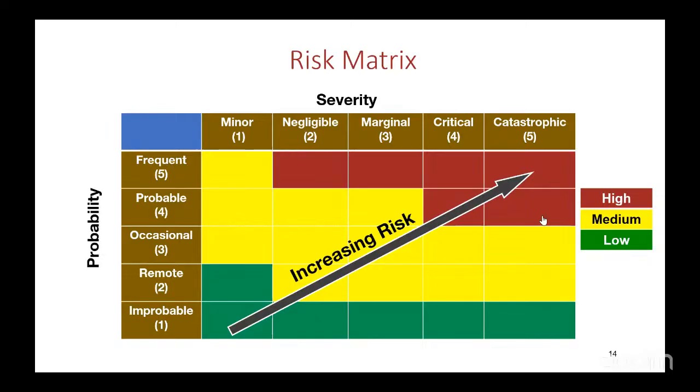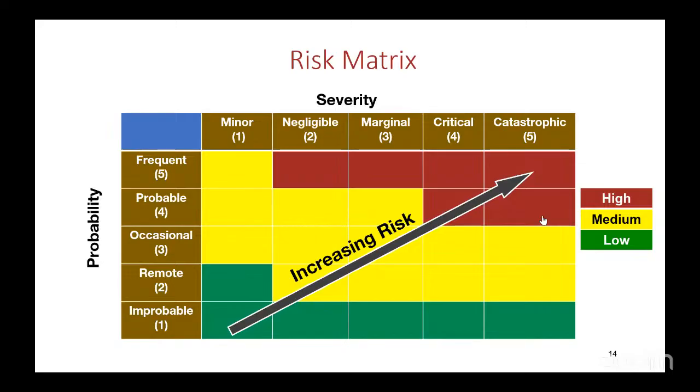Now, look at the first green we have here. If it's minor, and it's probably not going to happen, the probability that it's not going to happen. We have improbable, remote, occasional, probable, and frequent. Those are the probability metrics, while the severity is going to be minor, negligible, marginal, critical, catastrophic.